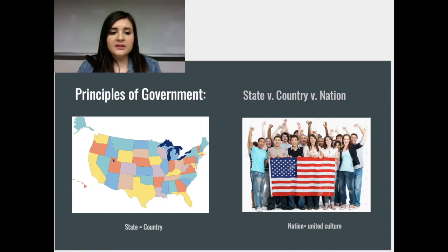To start off, we need to discuss the differences between a state, a country, and a nation. To students, the terms state and country essentially have the same meaning. A state is a political community with definite boundaries and an independent government. Main political divisions within our country are states. The word nation refers to a group of people united by culture. We often use the terms nation, states, and country interchangeably.